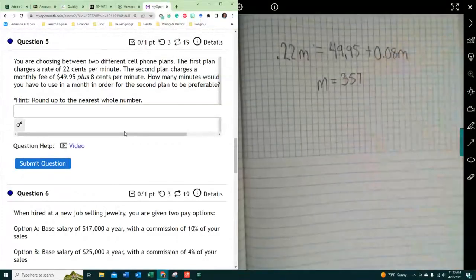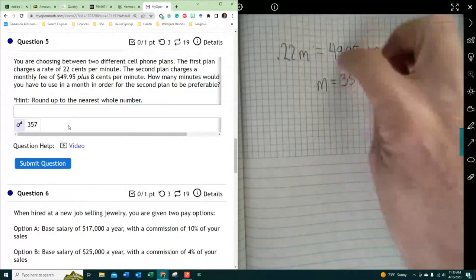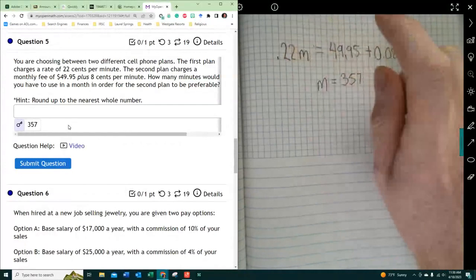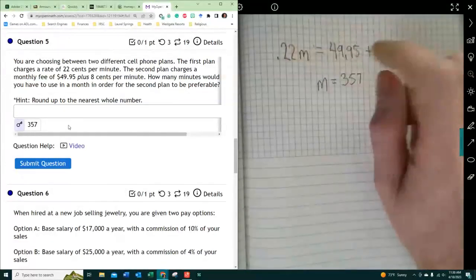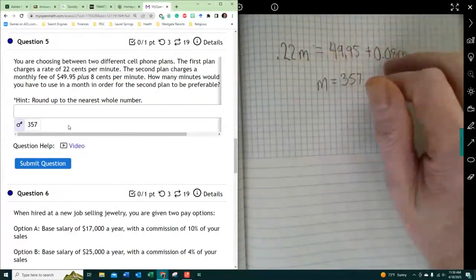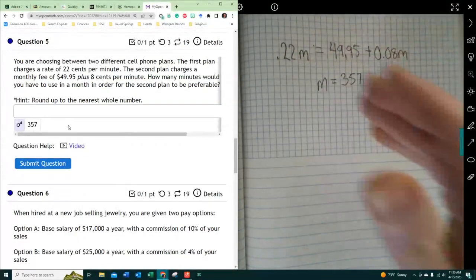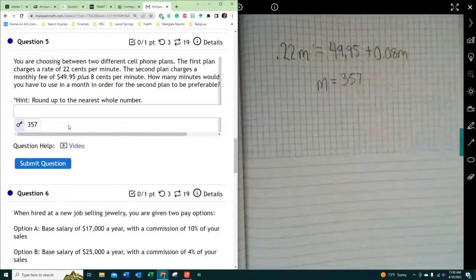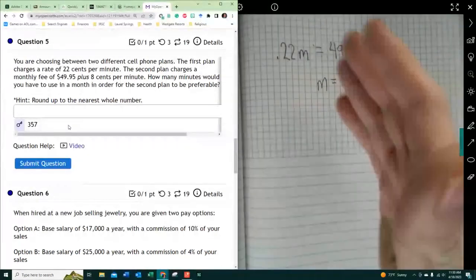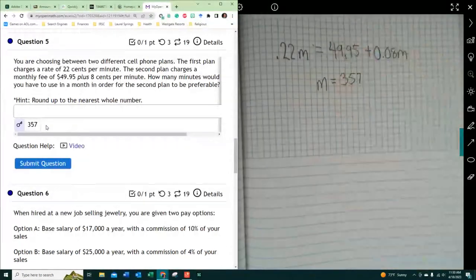357. So after 357 minutes, it's going to be where this plan is better than this plan. Although you put in $49.95 for the beginning of the month, you get charged a lot less per minute. And if you're using up your phone a lot, then obviously this deal is better. So it takes only that many minutes to get that level.